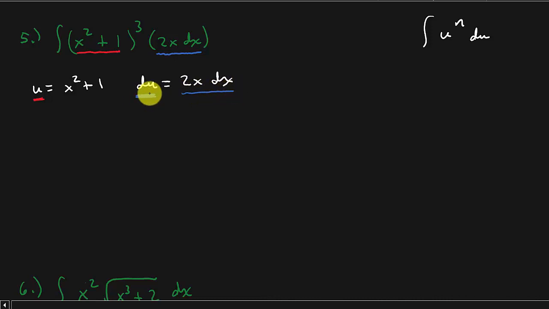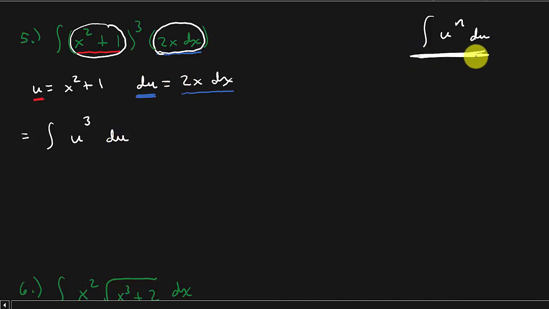You see that? So I'm going to get the integral of u cubed. See the x squared plus 1? That's going to be replaced with u. And then look at this. The 2x dx, I'm going to replace it with du. And now look at that. It matches this. Now I can just use this power rule to find the antiderivative. And so I'm going to add 1 to the exponent and then multiply by the reciprocal of the new exponent, and plus c.